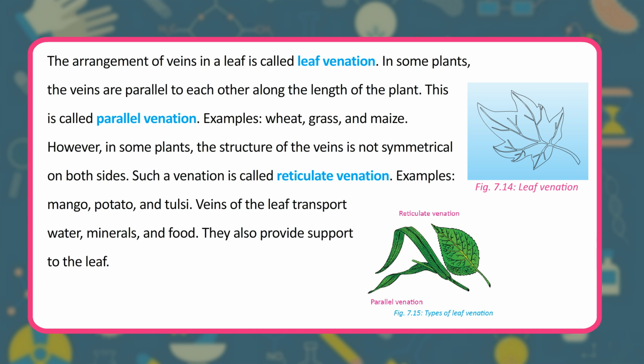In some plants, the veins are parallel to each other along the length of the leaf. This is called parallel venation. Examples: wheat, grass, and maize. However, in some plants, the structure of the veins is not symmetrical on both sides. Such a venation is called reticulate venation. Examples: mango, potato, and tulsi. Veins of the leaf transport water, minerals, and food. They also provide support to the leaf.